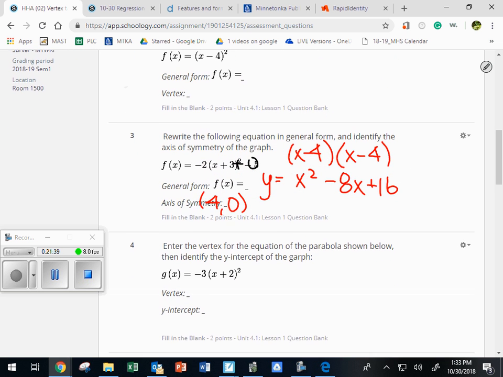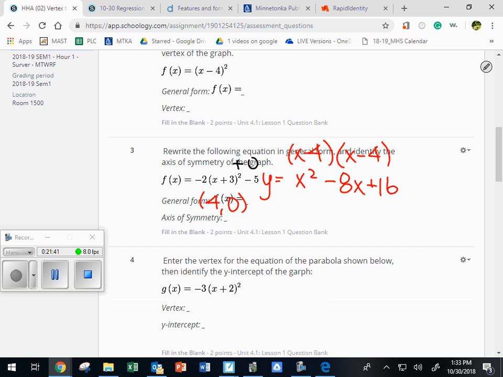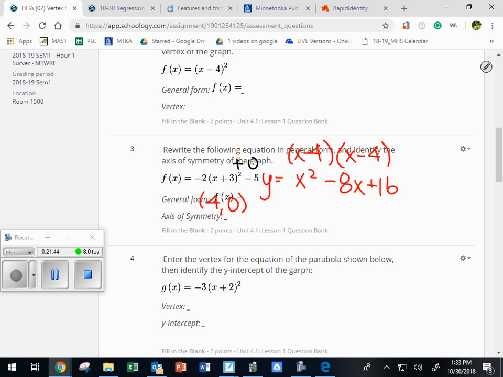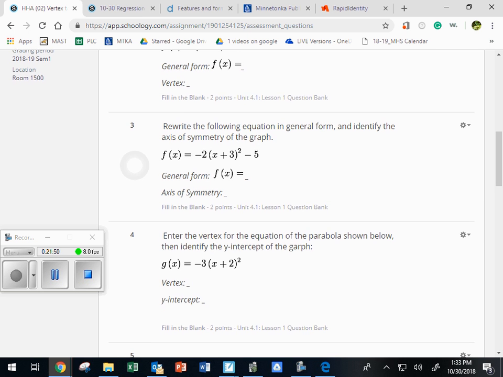All right. Let's see. How many more can we do? All right. Ooh, let's do this one more. So we want to rewrite this equation in the general form, and we want to identify the axis of symmetry. Which one would you like to do first? General form or axis of symmetry? Who says general form? Who says axis of symmetry? Okay, we're going to do the general form first. All right? Take 20 seconds. Try and expand this on your own.